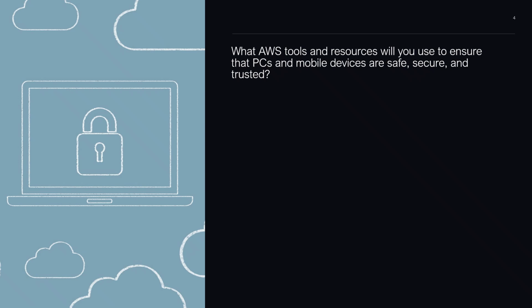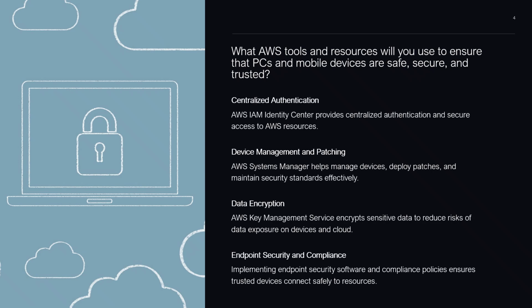For the fourth slide, which talks about securing PCs and mobile devices. To protect employees' devices, BitBit should use AWS IAM Identity Center for centralized authentication and multi-factor authentication for strong access control. AWS Systems Manager can help manage and patch approved devices, while AWS Key Management Service encrypts sensitive information. Combined with endpoint protection software and compliance policies, these controls help ensure that only trusted devices can have access to company resources.